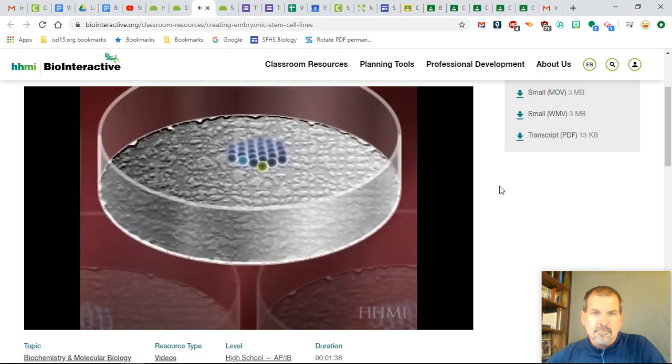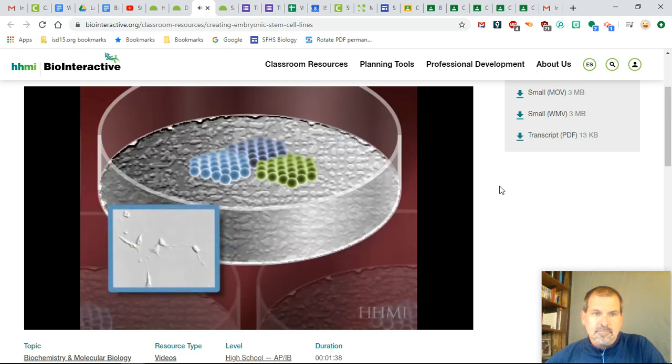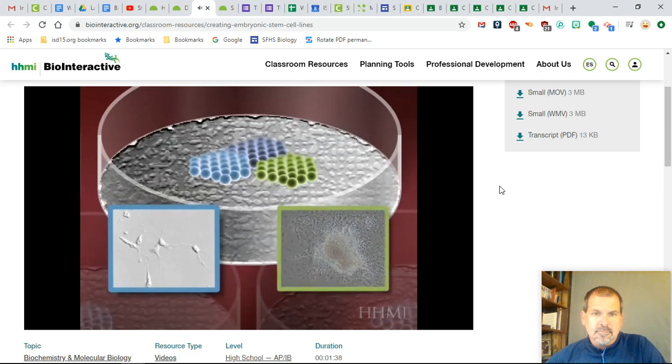Now here we're going to see them begin to differentiate, begin to specialize. Some of them are becoming mesoderm and some of them ectoderm. There you see a neuron forming. Here you see a different kind of tissue forming, and I'll show you an example of that in a second.